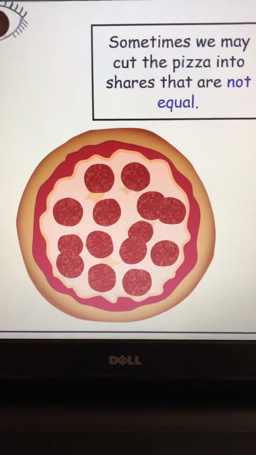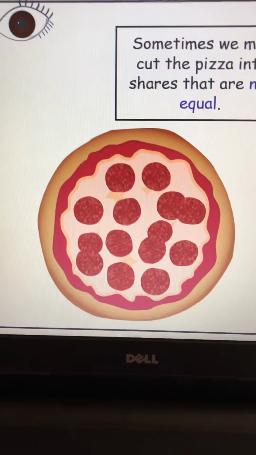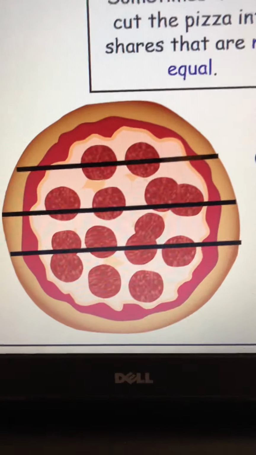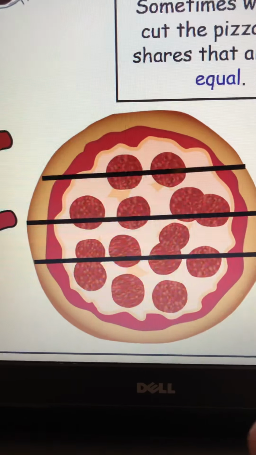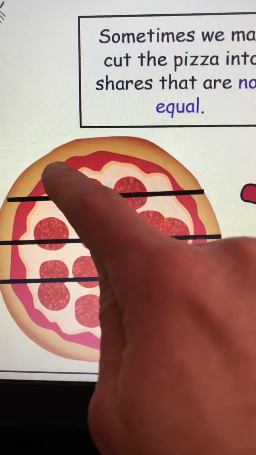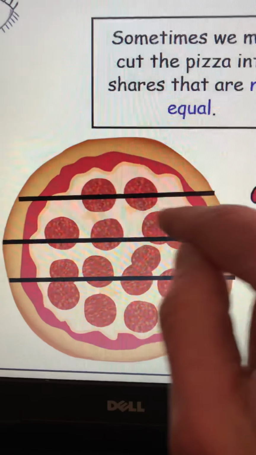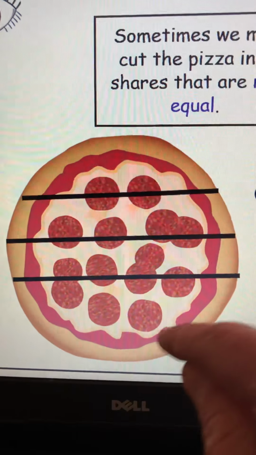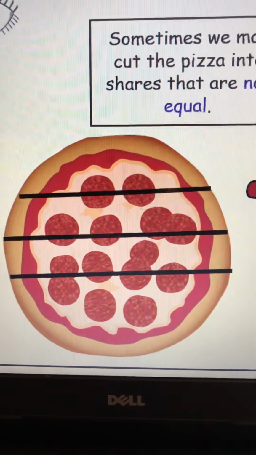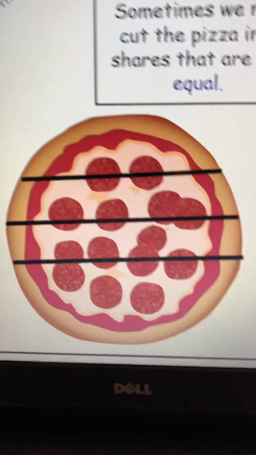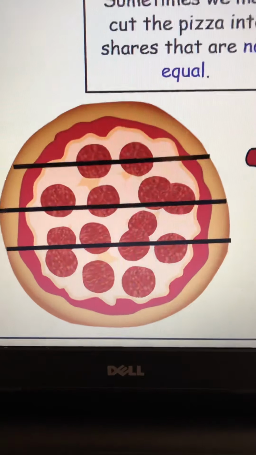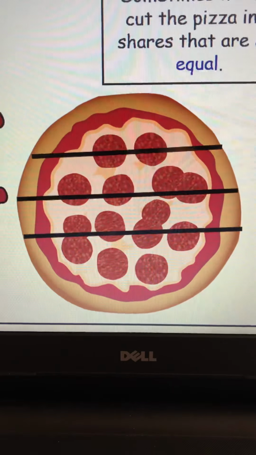Sometimes we may cut the pizza into shares that are not equal. So you can see right here, it's also cut into 4 pieces, but notice they're not the same size. This one with the big crust, this one almost no crust, and these are really thin. And then this, whoever gets this person is the lucky one. They get the biggest piece. So even though this is in 4 shares, they're not equal. They're not the same. That's what we're going to be doing today. We're going to be looking at if a shape is cut into equal shares or not equal shares.